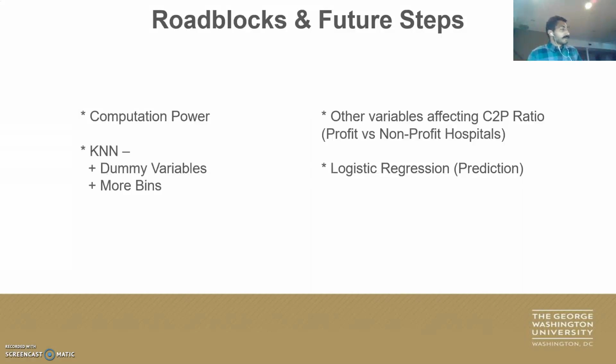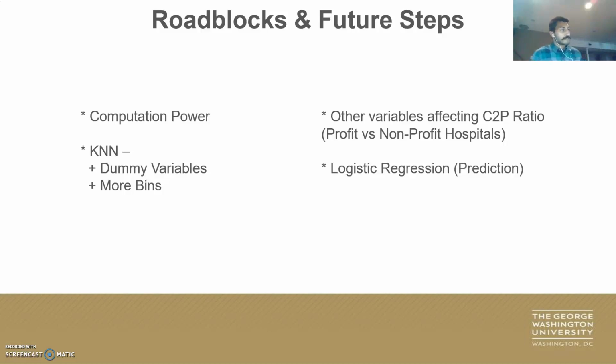So some roadblocks, the biggest one was computation power. My laptop could not handle such a large data set, especially running models, and some of the visualizations took a very long time as well. And the other one was the KNN model. The dummy variables really increased the number of columns, which went hand in hand with the computation issue. Also, I should have added more bins rather than 4. I could have added maybe 8 or even more than that, just to make it a little bit more realistic of a model.